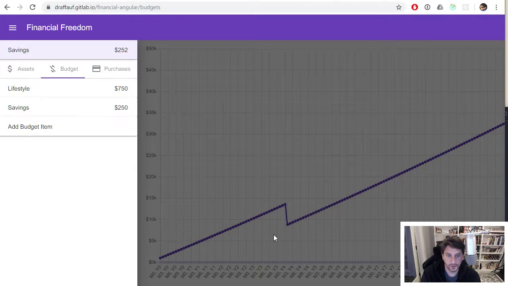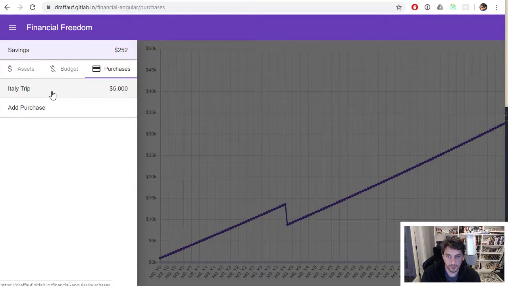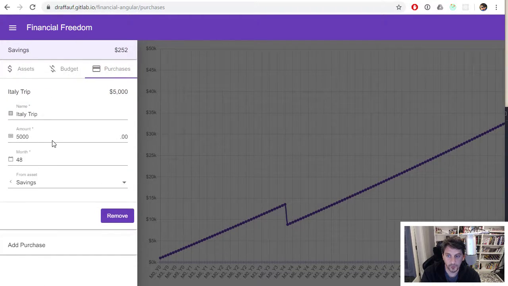And now if you look over here on the graph, you can see right away that at 4 years, when we spend that 5,000, we actually still have lots of money left over. So now we can go back over to this purchase for this Italy trip and say, I really did want to do this sooner. I didn't want to wait 4 years. So let's go ahead, now that we're saving more money, and see how much sooner we can do it.